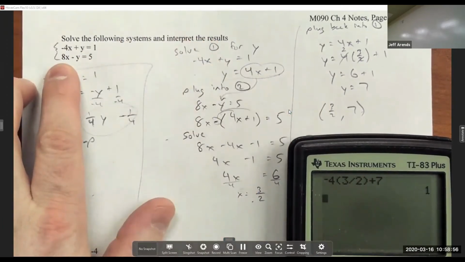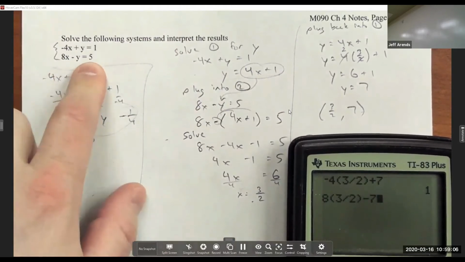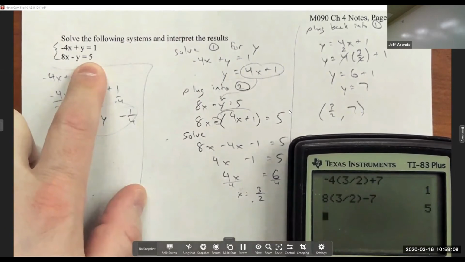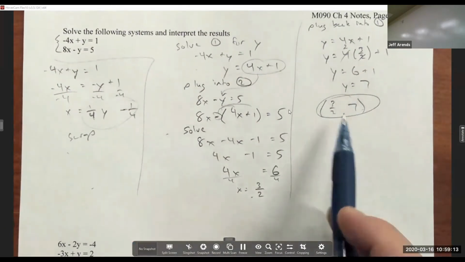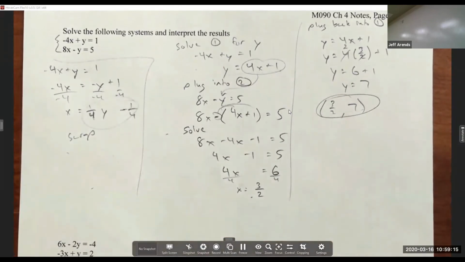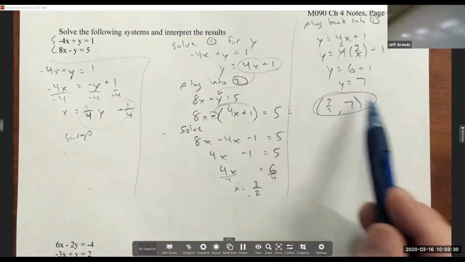Now let's check it with the second equation. 8 times, actually I don't need the times in there, so 8 times 3/2 minus 7. I expect this to be a 5, and there you go, it's a 5. So I've verified that this point is the solution to that system of equations. I think that the checking step is always worth doing, personally, especially when you're learning this material and trying to figure out what's going on. But even at my stage, where I've been doing this for a little while, I do feel it's necessary to check my work.